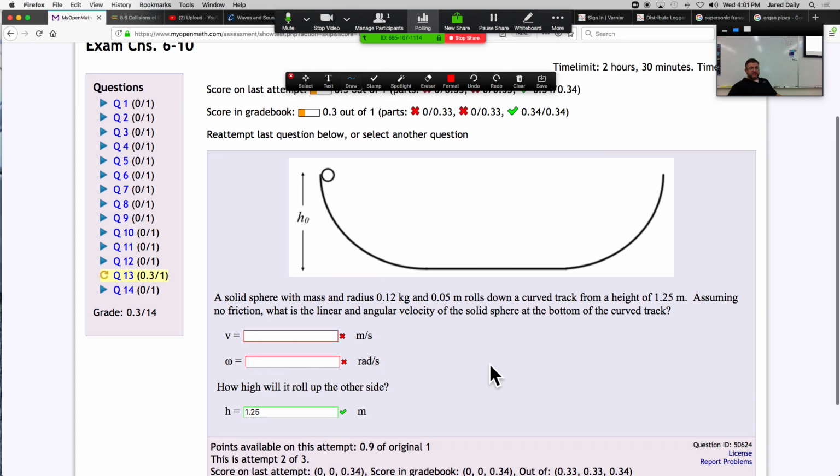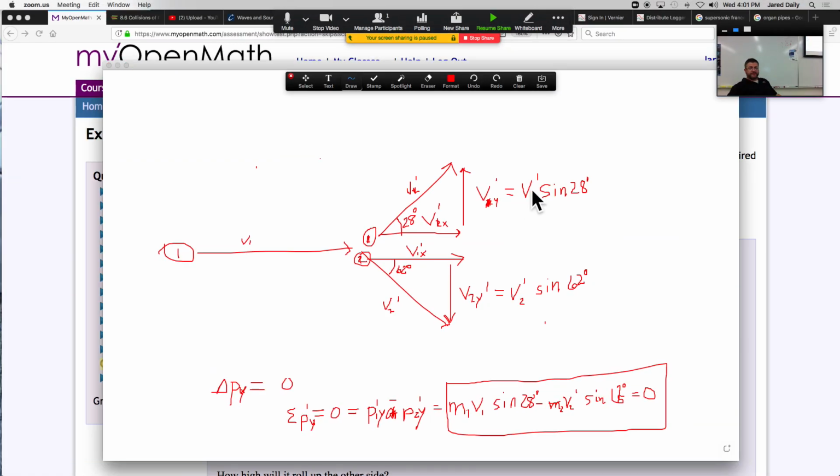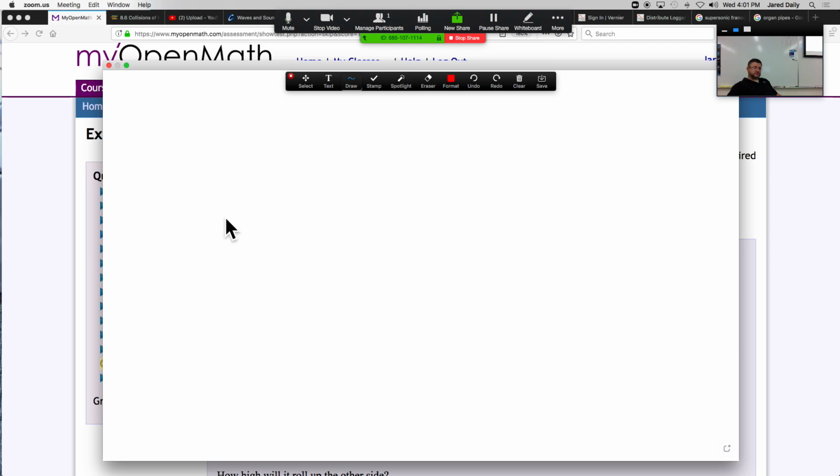This velocity and this omega are the big question marks. So let's take a look at those really quick. Oops, apparently I already had it open. All right. So, here's our track thing, whatever. Not really good at that. Up here we have all of our energy equals potential energy, which equals mgh.